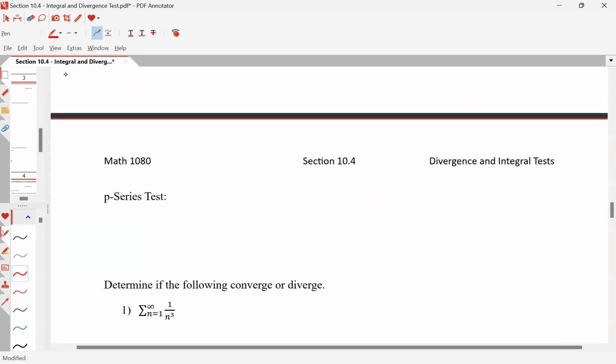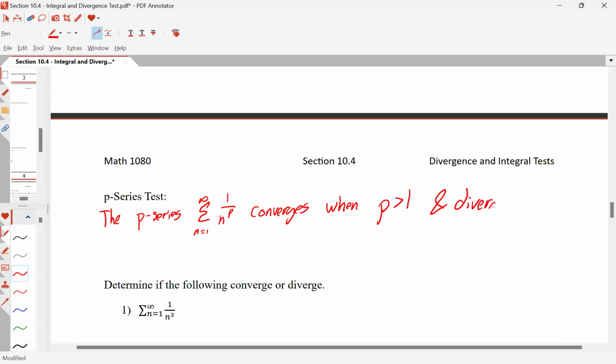So the p-series test for series says the p-series sum n equals 1 to infinity, 1 over n to the p, converges for the same properties as the integral. So it converges when p is greater than 1 and diverges when p is less than or equal to 1.